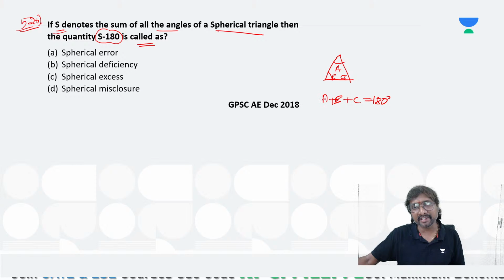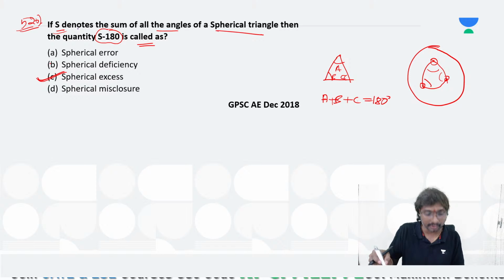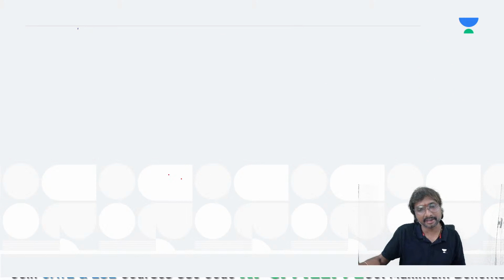But in the case of a spherical triangle, with these 3 points on the spherical triangle, the sum of these angles will be more than 180. And this S minus 180 is called the spherical excess. It means how much extra angle you have in the case of a spherical triangle. So that is the meaning of it. This completes the field astronomy questions.